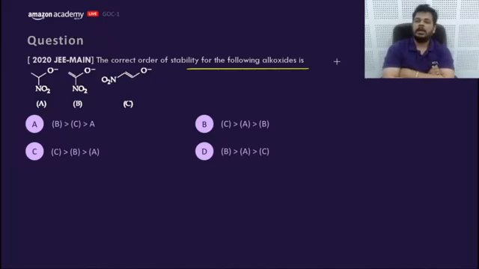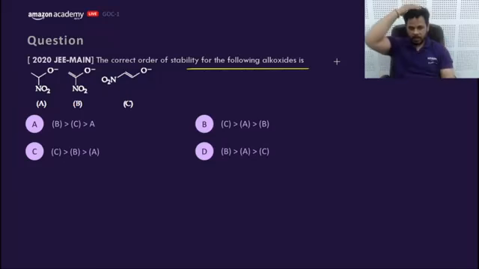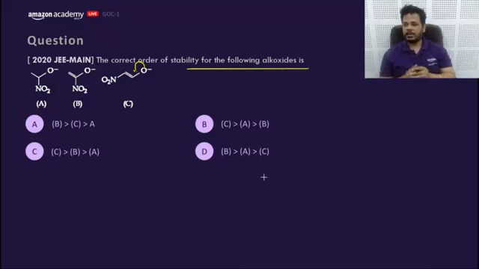Now your turn. I'll sit and see the screen. Who will answer first? The correct order of stability of the following alkoxide is, what would be the order? You can answer through resonance. You can see the resonance here. What would be the correct answer of this?